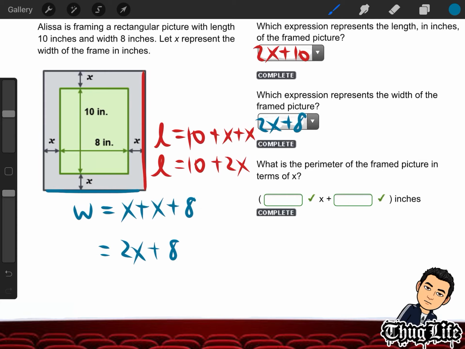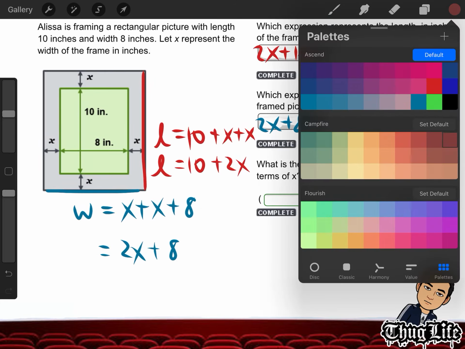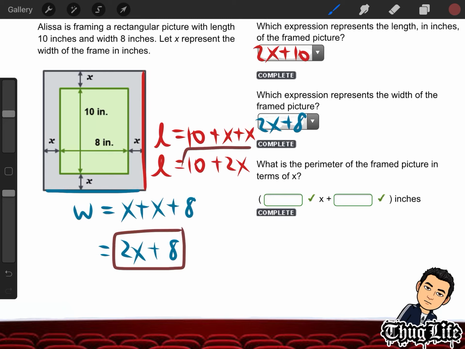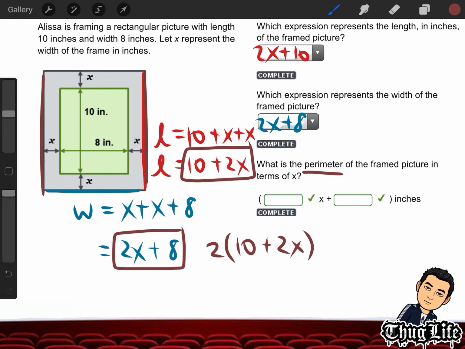The last thing they want you to do is combine these two, I believe. They're asking for the perimeter. Perimeter means you have to add all four sides up. Each rectangular picture has two lengths and two widths, which means you have to multiply by 2 on each one. So I'm multiplying 2 to the length, and then you add 2 multiplied by the width, 2x plus 8. This is what you see right here.